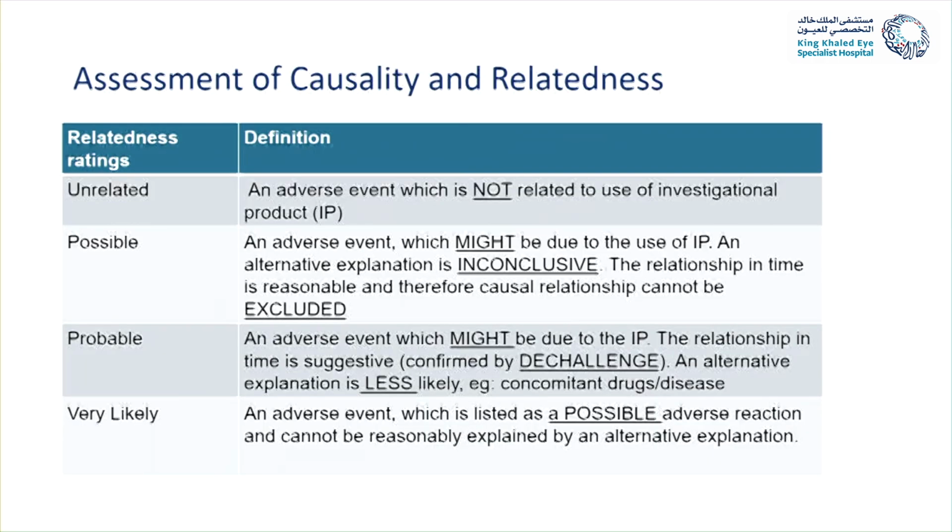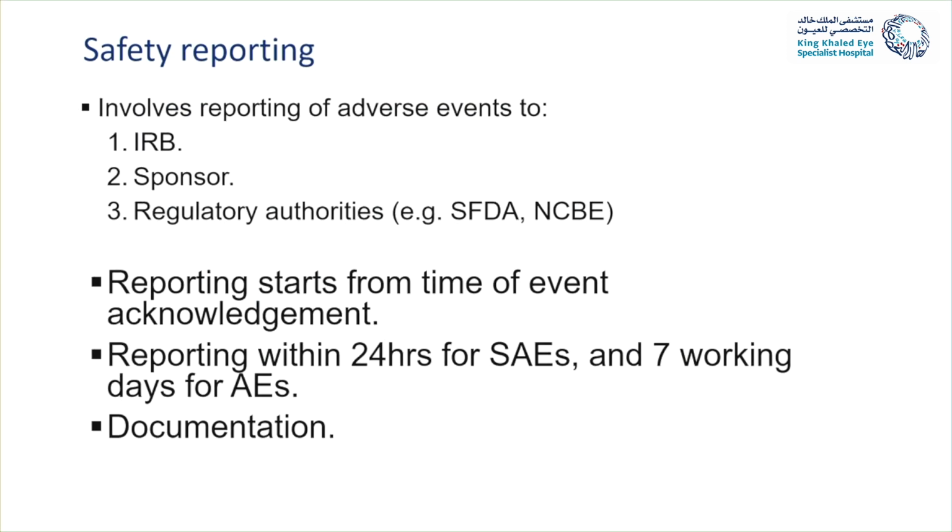We talked about seriousness and expectedness. Causality is important. There are ways to tell if this event is related to the molecule or not, and again, this is published. Most of the time, it is related or unrelated. There is a good chance, probability, and possibility of being related. It is important to look into this. At the end of the day, we'll have to report.